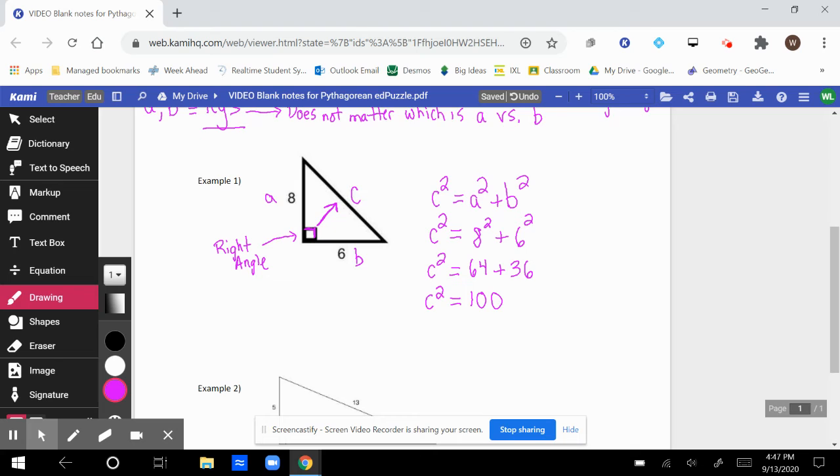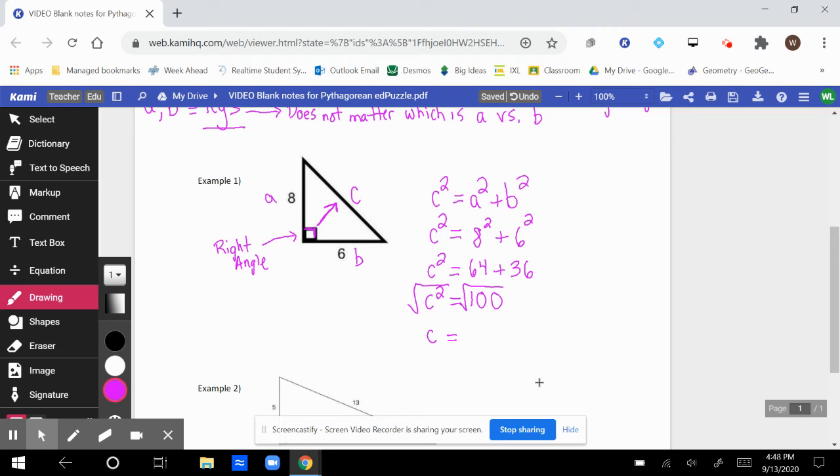Okay, but we're almost done. I want to know just what is C. Right now, we have solved for C squared. So in order to go from C squared to just plain C, you have to take a square root. Just like when you have addition in algebra, you would use subtraction to undo that, or multiplication and division, which are opposites of each other, so they undo each other. Same with squared and square root.